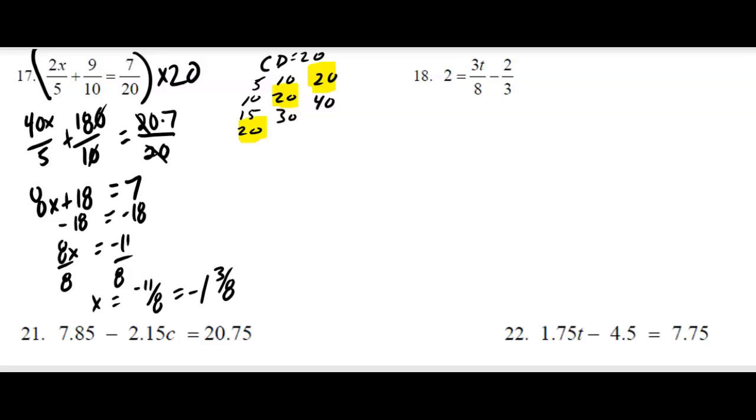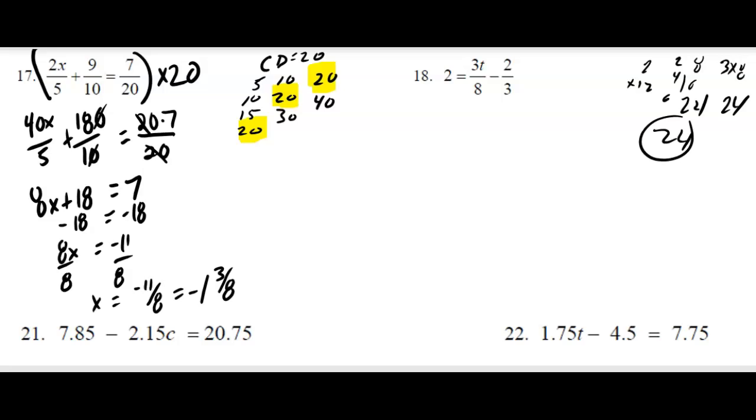On to number 18. Okay, so I'm going to kind of skip here. If I counted by 2s, I could do 2, 4, 6, etc. I could do my 8s and do 8, 16, 24, and my 3s. Hopefully we know that 3 times 8 is 24. Over here it was 2 times 12. So 24 is my common denominator.